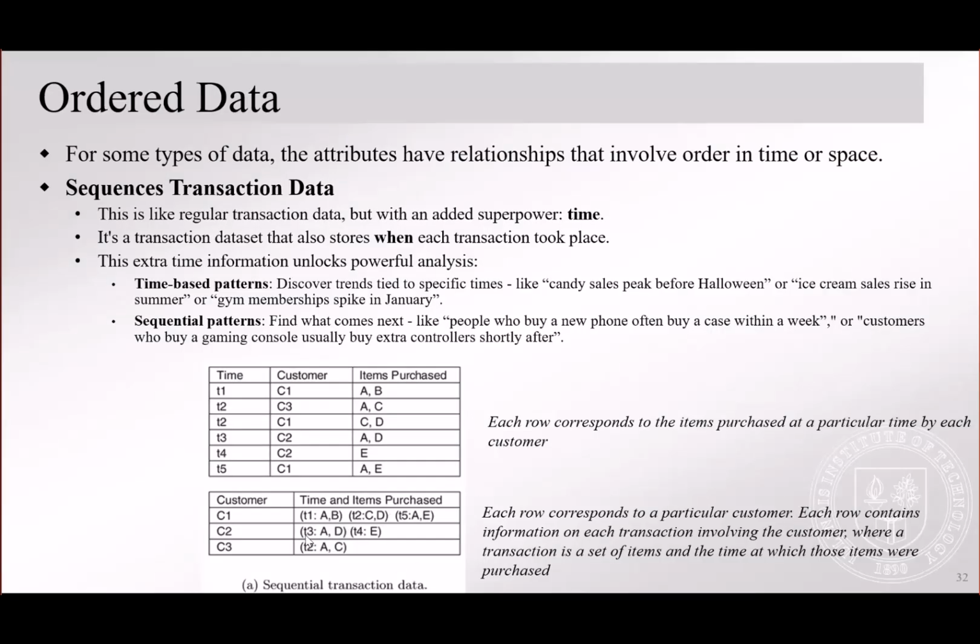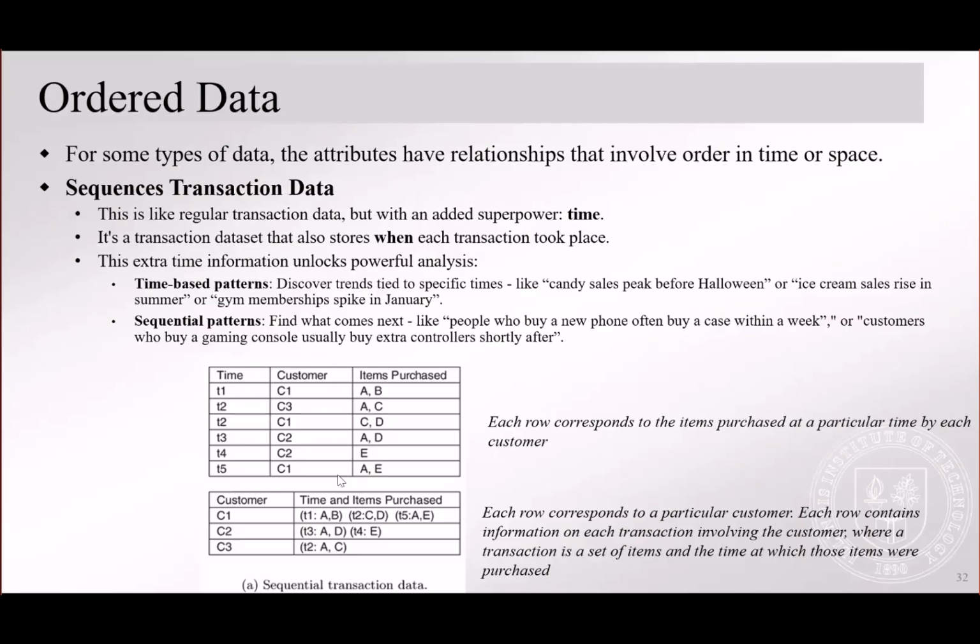Look at the bottom table here. We have the same information, but organized differently, okay? Here, each row is a customer, and that row contains all their transactions with the timestamps. So here the data is organized by what the customer purchased, which gives me more about the sequential pattern: finding what comes next. If the customer, for example, bought a phone at time one, on the next trip to the store, he bought, for example, a case for that iPhone, and so on. So I can find what comes next.